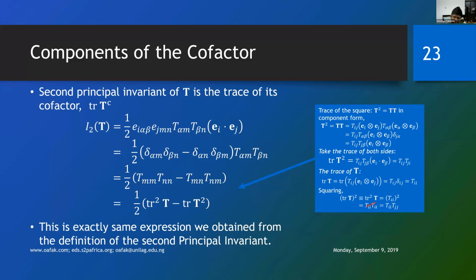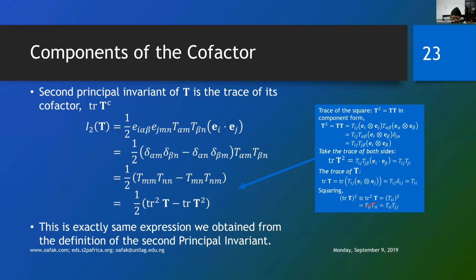I'm waiting. Please go to the chat room and tell me why TII squared is not equal to TII TII, but is equal to TII TJJ. Yes, James, what about the convention principle? What particular thing about the convention principle? Yes, it is about the convention principle. Because of the dummy indices, yes. What about the dummy indices? You are close, but you have not said it. You are just on the periphery of it.